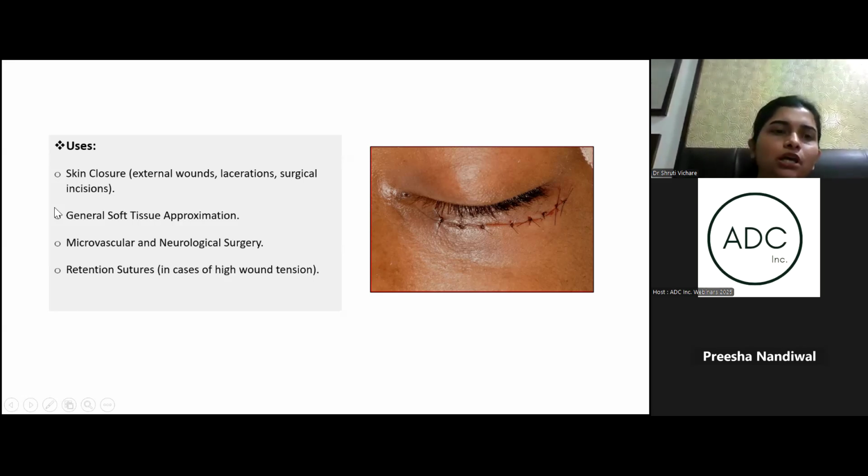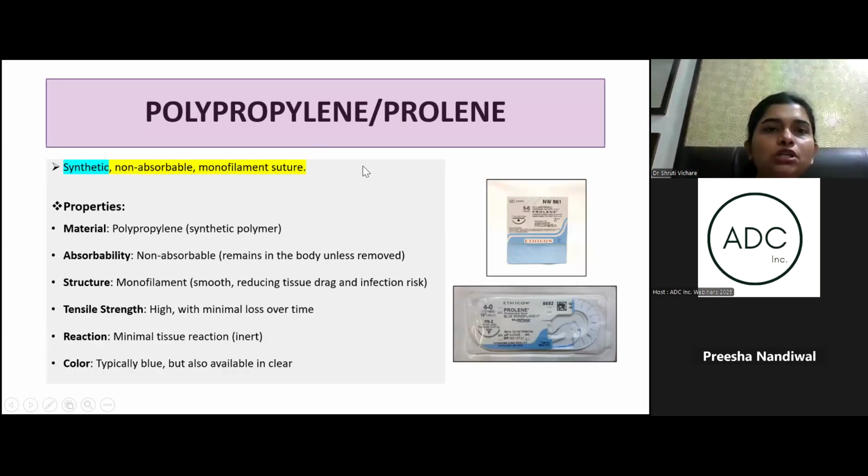Now coming to the last suture, that is our polypropylene suture, very commonly called Prolene suture. The material is polypropylene. Absorbability: non-absorbable, right? So they remain in the body unless you try to remove them out. Structure: it is a monofilament suture. Tensile strength: yeah, it is good, it is high. Tissue reaction is minimal or nil because it is biologically inert.